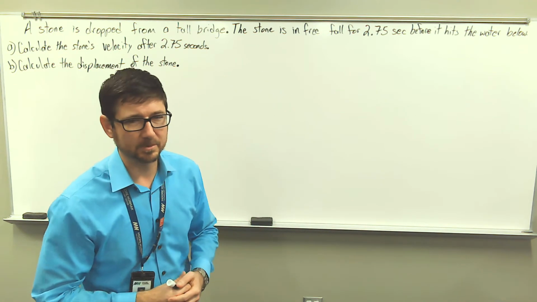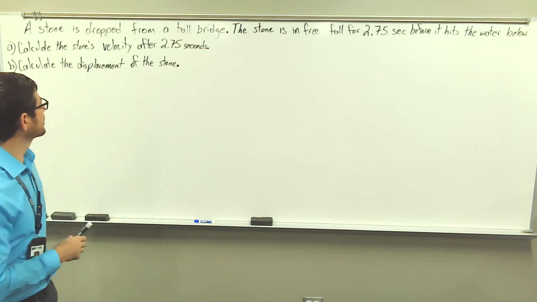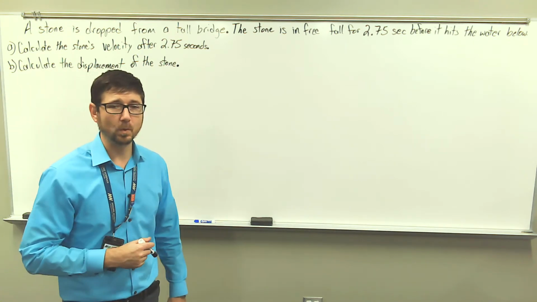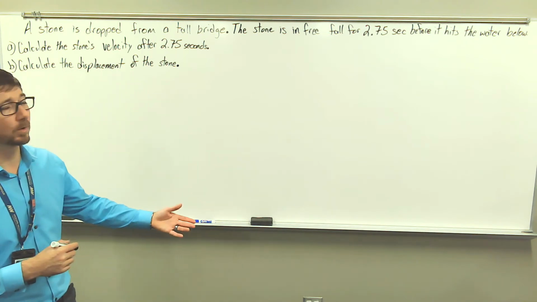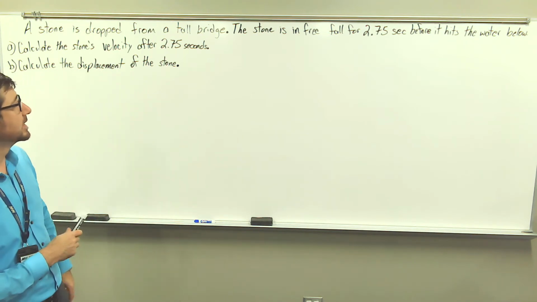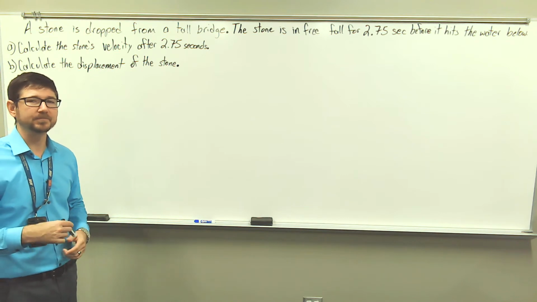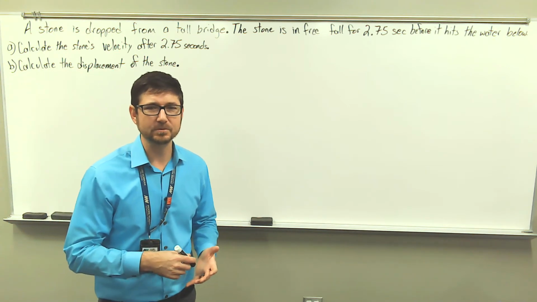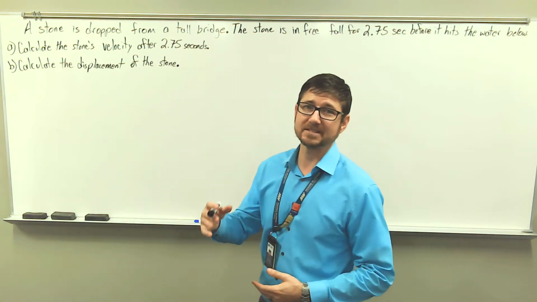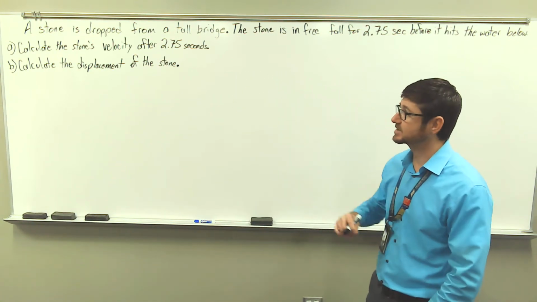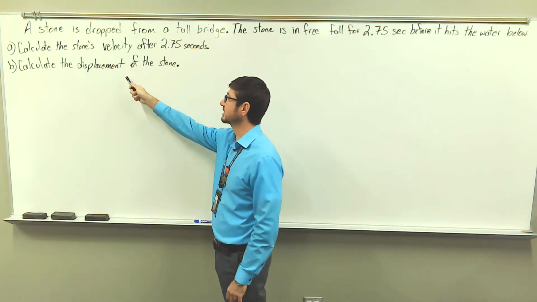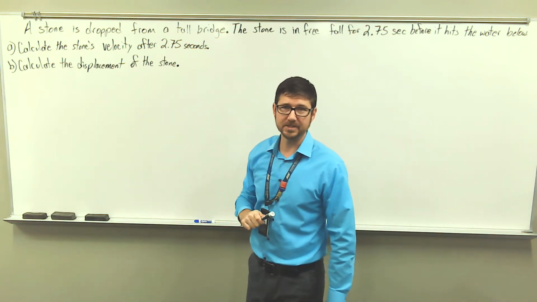So our practice problem today says a stone is dropped from a tall bridge. The stone is in free fall for 2.75 seconds before it hits the water below. So we have two parts to this problem. The first part asks us to calculate the stone's velocity after a time of 2.75 seconds. And the second half of our problem asks us to calculate the displacement of the stone.